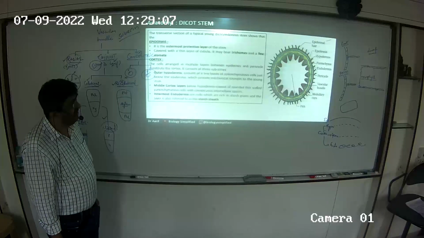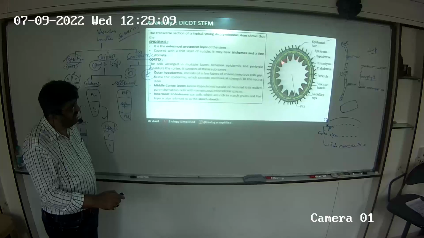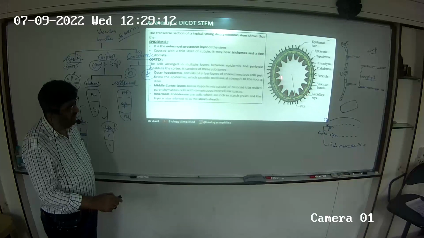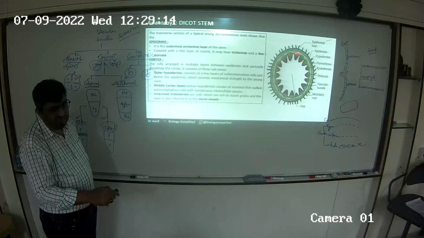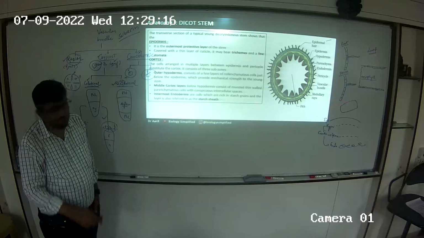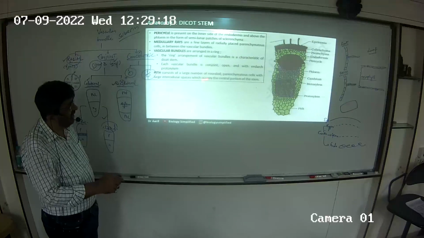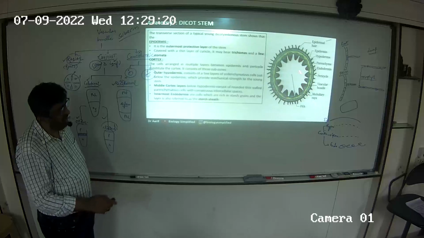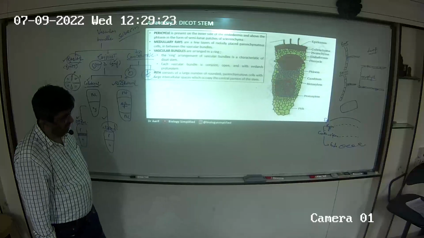Vascular bundles. Did we see this diagram earlier also? So is this a ring form? Are the bundles arranged in the form of a ring? So they have a ring arrangement, characteristic of dicot stem. ये तो देख के मालूम पड़ेगा dicot stem है. Have a look at here.